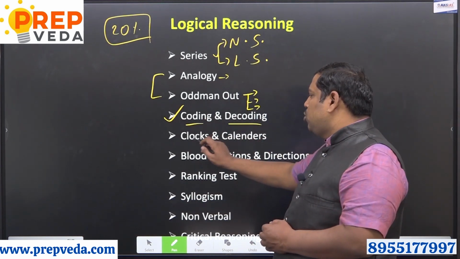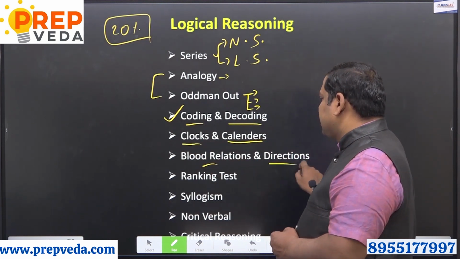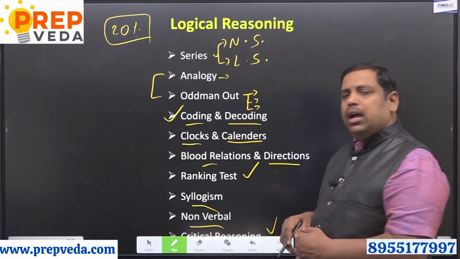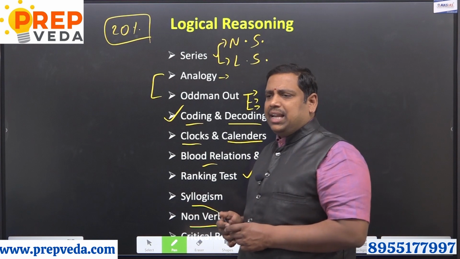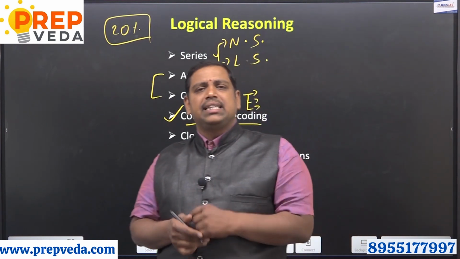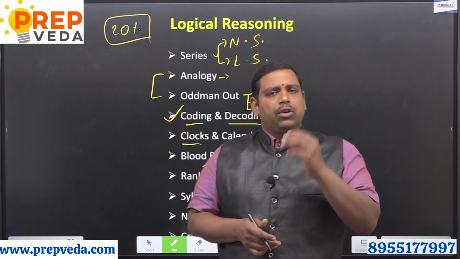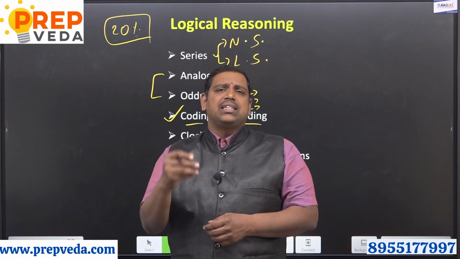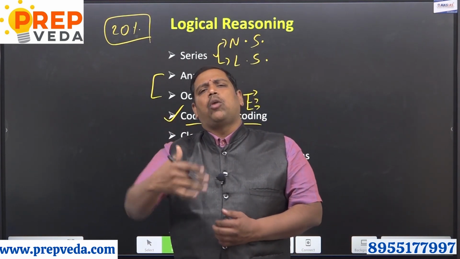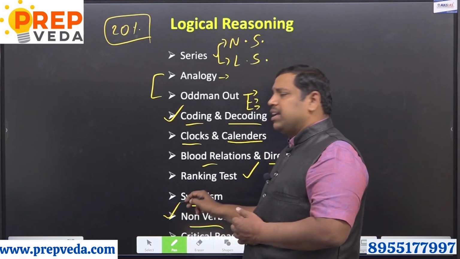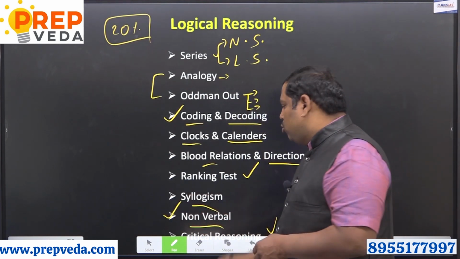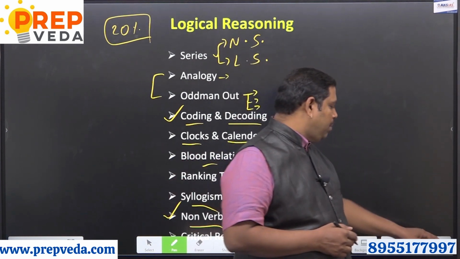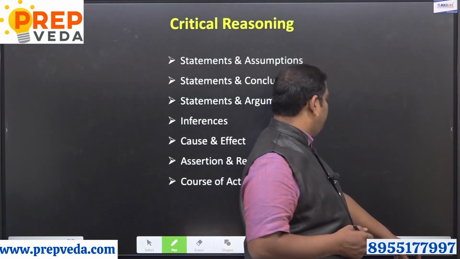Next, clocks and calendars, blood relations and directions, ranking test, syllogism, non-verbal, and critical reasoning. Non-verbal reasoning has many subtopics: series, analogy, odd man out, figure completion, matrix completion, dot situation, mirror images, water images, and many more. Don't worry, we will discuss each and everything in the class. The most beautiful part of logical reasoning is critical reasoning. Undoubtedly you will get more questions from critical reasoning, which is why I am showing it to you separately.